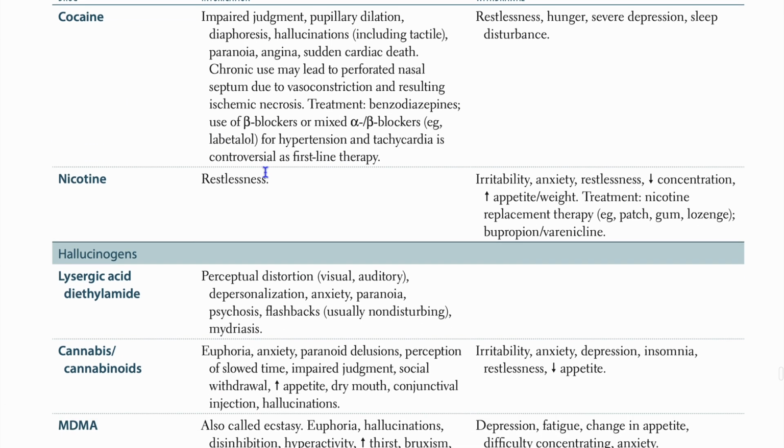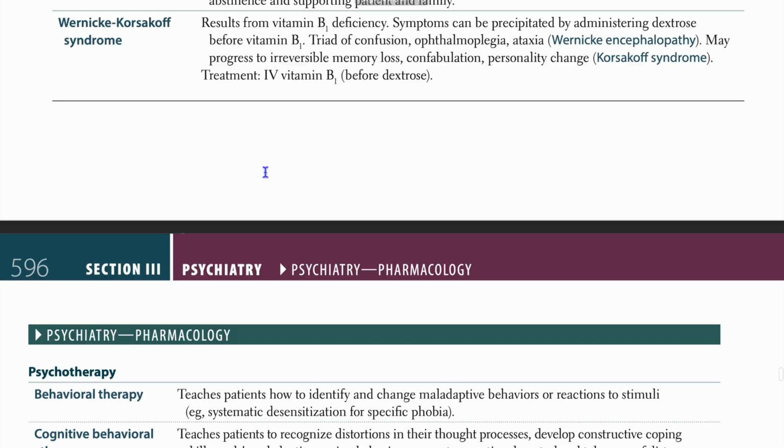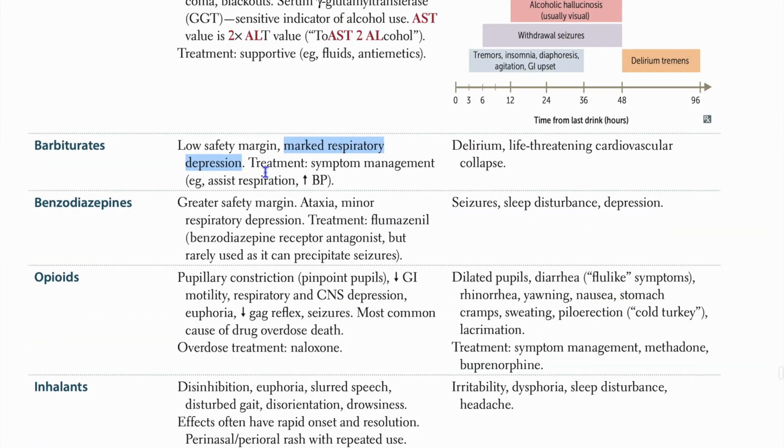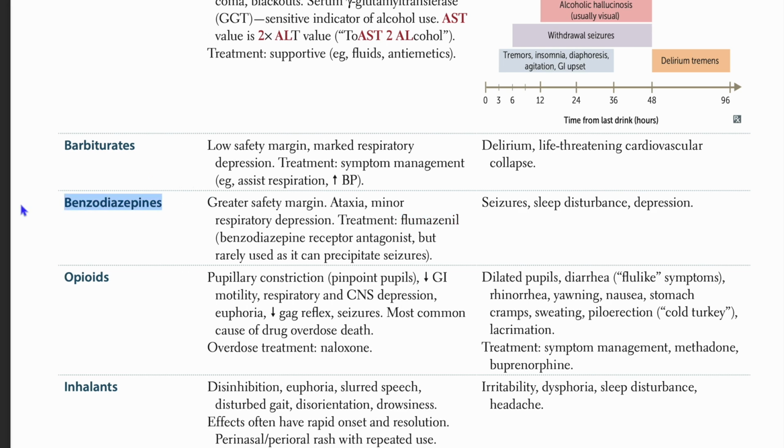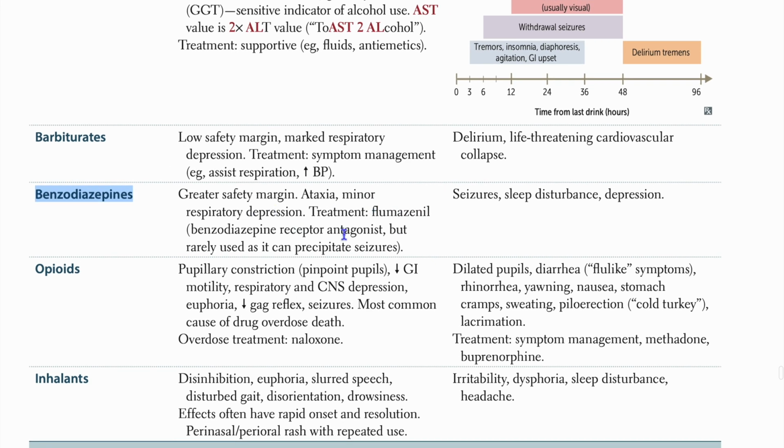For these, it's important to know which receptors they affect. At least for opioids, they affect the mu receptors. For the other ones, I guess it's not important. Benzodiazepine: greater safety margin, ataxia, minor respiratory depression. Treatment is flumazenil. That's important to know. It's an antidote to benzo overdose. So it's a benzo receptor antagonist, but rarely used as it can precipitate seizures. Withdrawal of benzos will cause seizures, sleep disturbance, and depression.